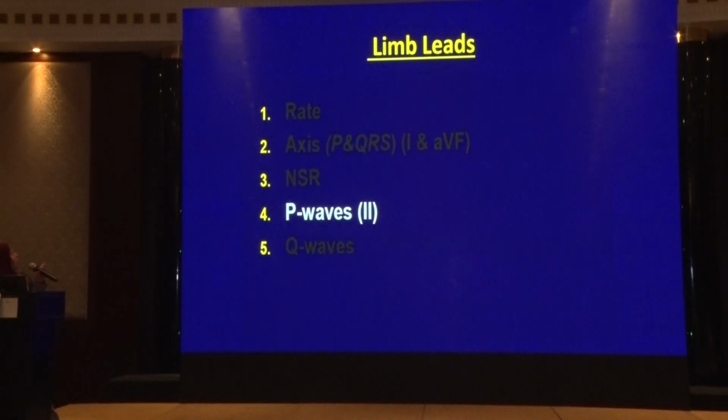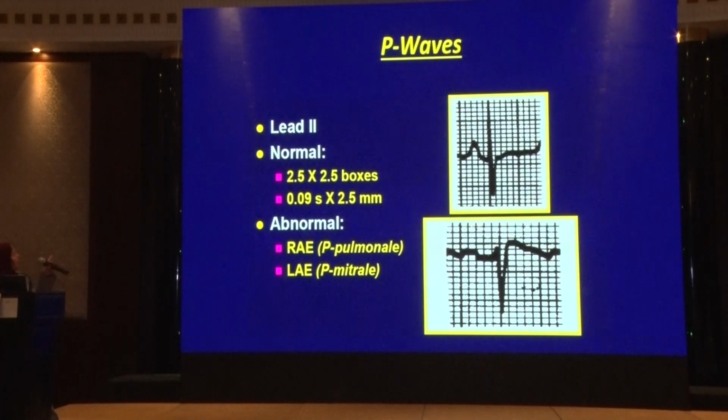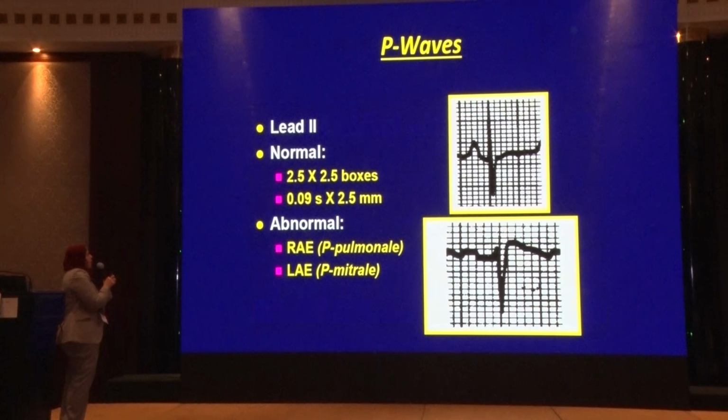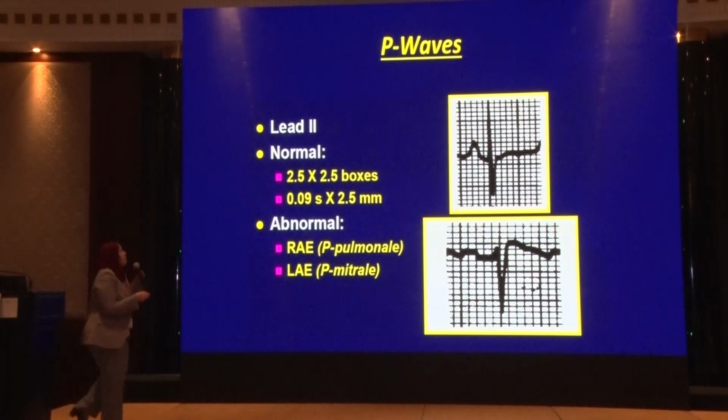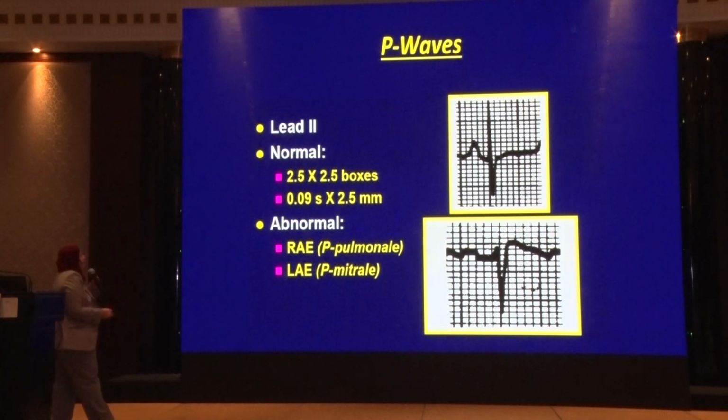Okay, so we look at the P wave. Now, what is the shape of the P wave? What should it look like? The normal P wave usually doesn't exceed 2.5 small boxes. If this P wave becomes taller, I would expect that my patient has a dilated right atrium. If the P wave is longer, this patient has left atrium enlargement.